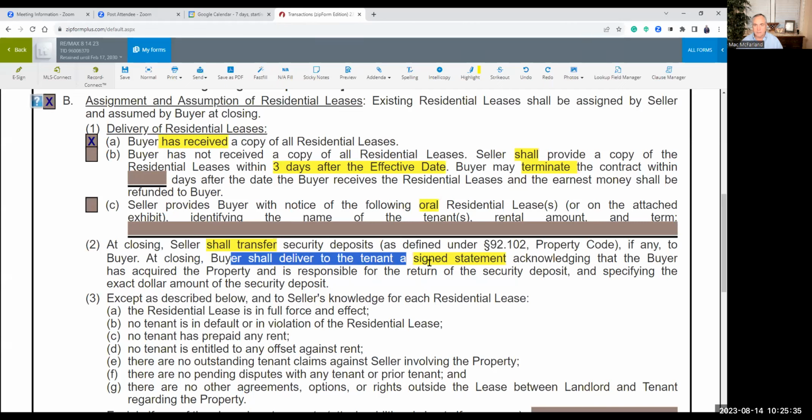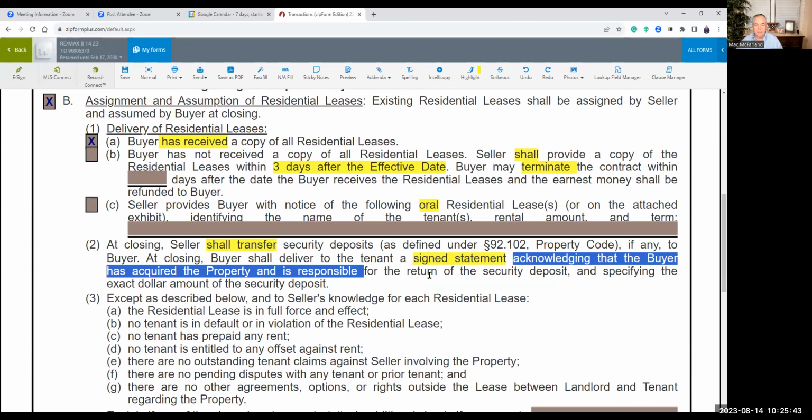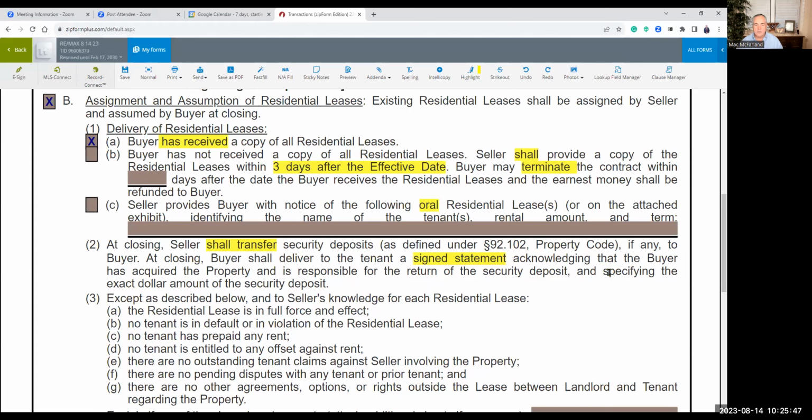And then here is where it says the buyer shall deliver to the tenant a signed statement. There's not a specific form for it, acknowledging that the buyer has acquired the property and is responsible for returning the deposit. And then specifying the dollar amount, and that's the key, because sometimes issues that we've had in the past, whatever the deposit is, the previous owner didn't put it in a trust account, they just put it in their account.